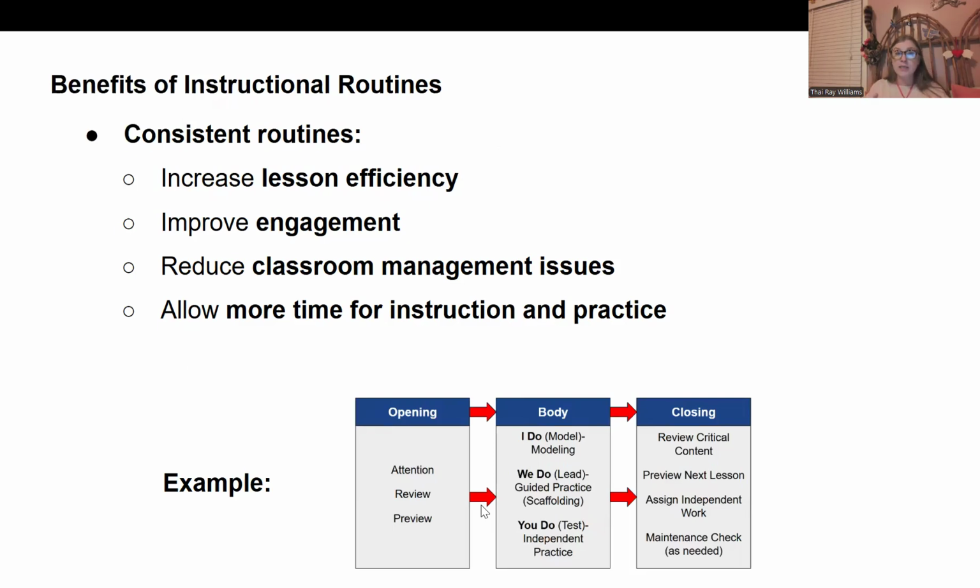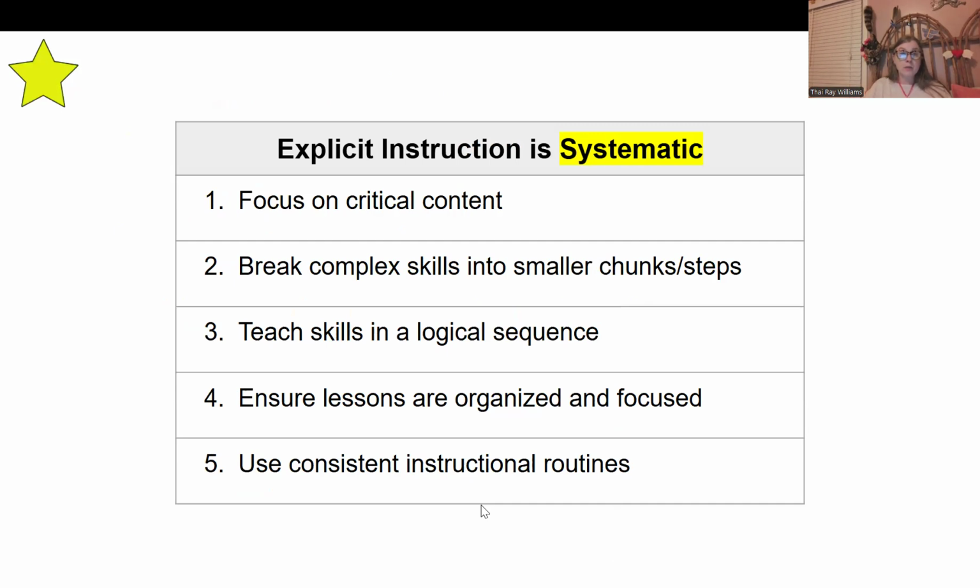And so here again is an example of organization and structure. This is a framework that we will be learning this semester. So again, here's a star up there. When we talk about explicit instruction being systematic, remember it focuses on critical content. You break complex skills into smaller chunks or steps. With explicit instruction, you make sure that you teach skills in a logical sequence, that your lessons are organized and focused, and that you use consistent instructional routines.